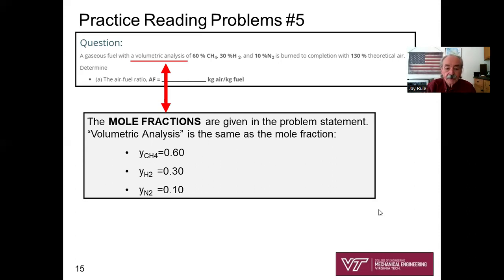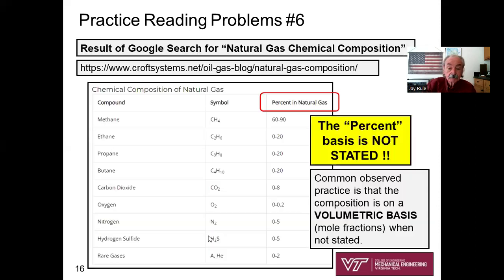A gaseous fuel with a volumetric analysis of 60% CH4, 30% hydrogen, and 10% nitrogen is burned to completion. You're going to be getting into chapter 13 for this. But do you see that the mole fractions for this problem are given in the problem? Mole fraction CH4 is 0.6, hydrogen 0.3, and nitrogen mole fraction 0.1, because it says volumetric analysis. So that's kind of critical to recognize. Volumetric analysis means mole fraction is given.